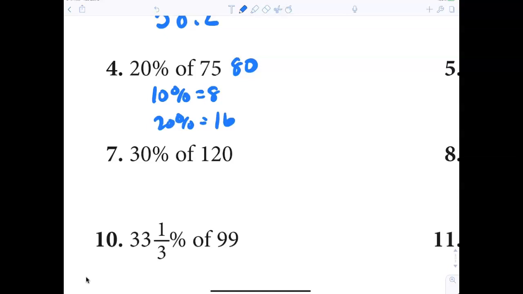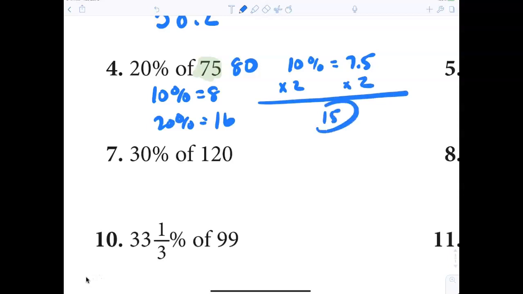Instead of, because it's easier to take 10% of 80 than it is to take 10% of 75. Even though 10% of 75 wasn't a bad thing, 10% of 75 is what? 7.5. That's right, 7.5. And so now if you multiply that by 2, because we want 20%, the real answer is 15.